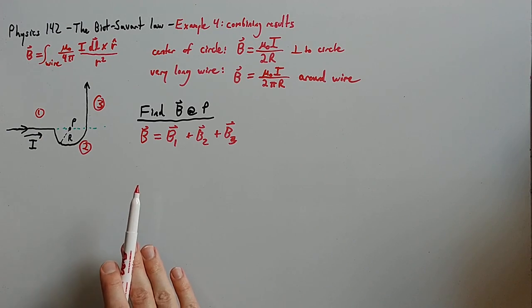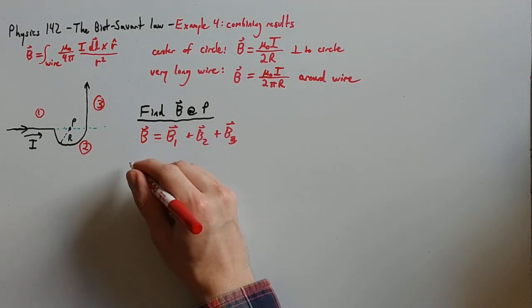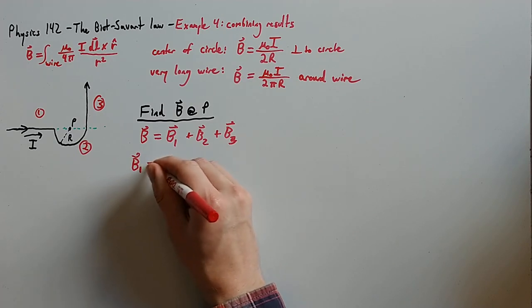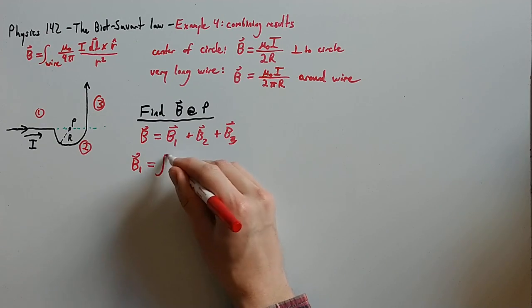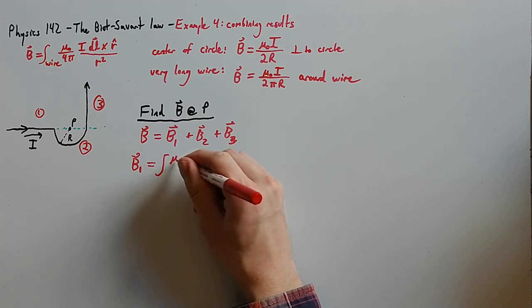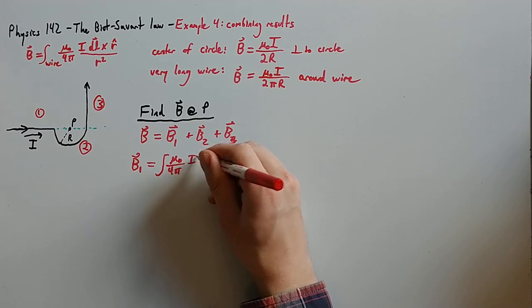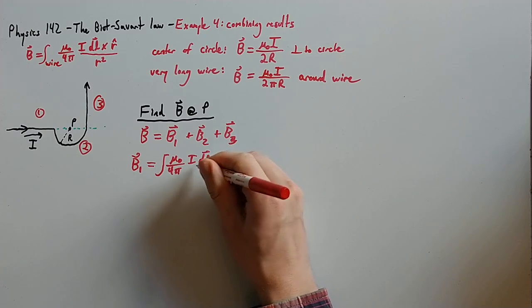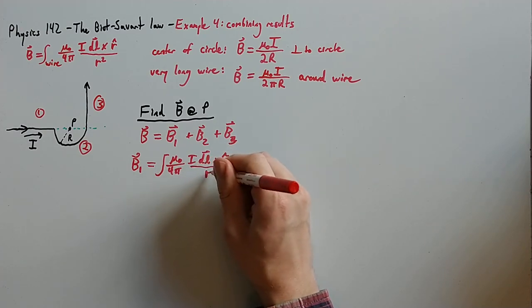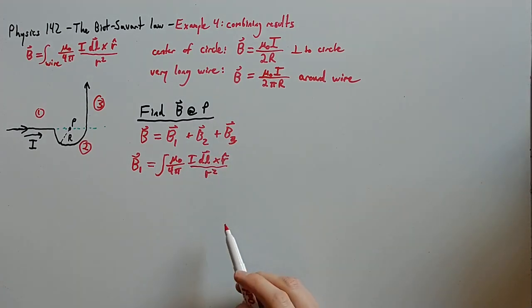So part 1, how do we do it? We're interested in finding the magnetic field from part 1. Well, we know that we need to use the Biot-Savart law to do it, right? And so we write down that it's the integral over that wire of mu naught over 4 pi times I dl cross r hat divided by the magnitude of r squared.